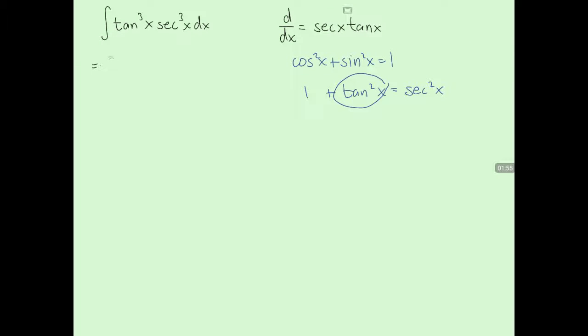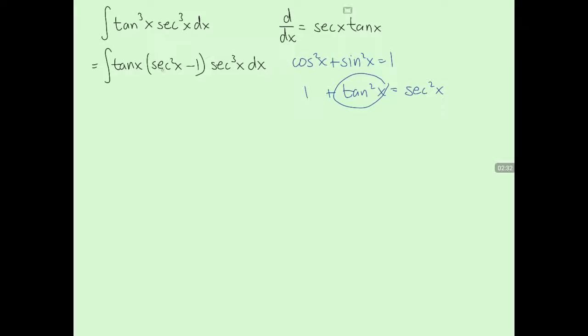So if we do that, then on the left-hand side, tangent cubed x is going to be tangent x times tangent squared x, and that tangent squared x is going to be secant squared x minus 1, and we still have this secant cubed x dx. And now notice everything is in terms of secant, except for this one tan x, which is okay because that is what we want to use for integration by substitution.